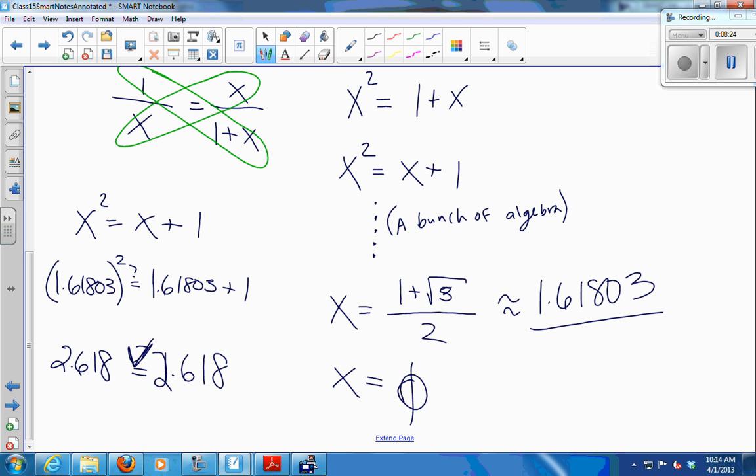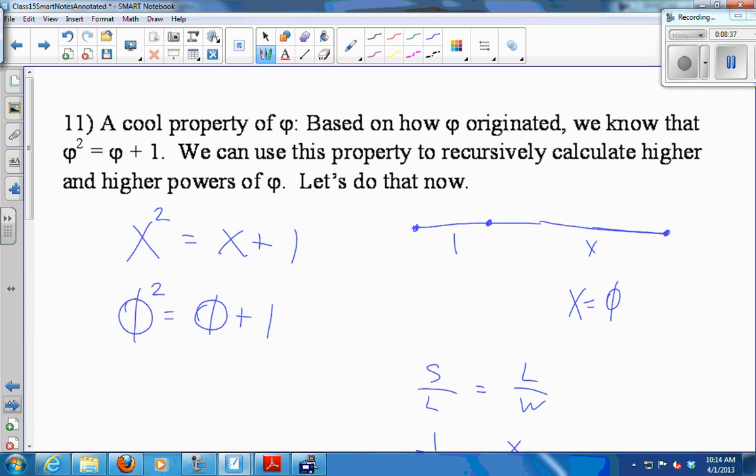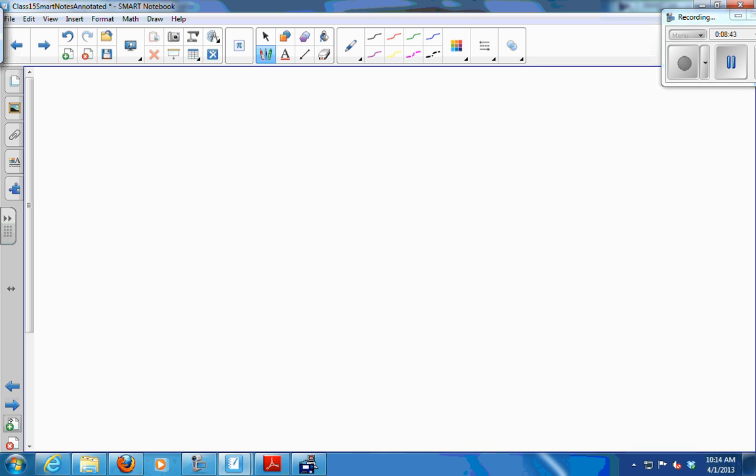All right, so we know that phi makes this equation true, right? I know that if I plug 1.61803 into that equation, that equation will be true. So this gives me kind of a cool little thing that I can do to compute higher and higher values of powers of phi. So if x squared equals x plus 1 has x equals phi as a solution, right?